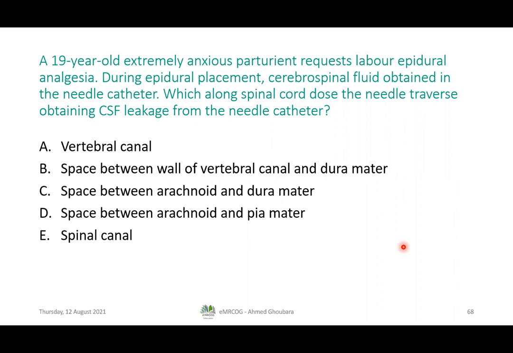Hello, guys. Need answers, please. Okay, no time for this. That would be B, the space between the wall of the vertebral canal and the dura mater. I'll show you what I mean in a minute. Just be with me.